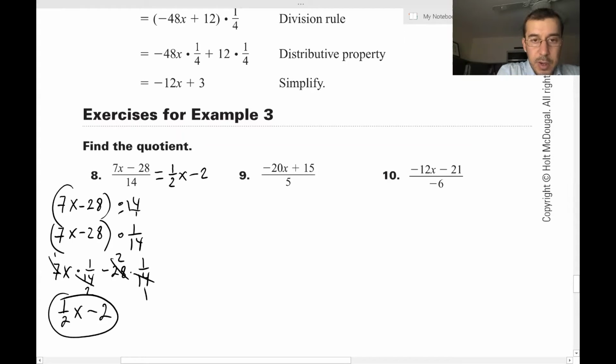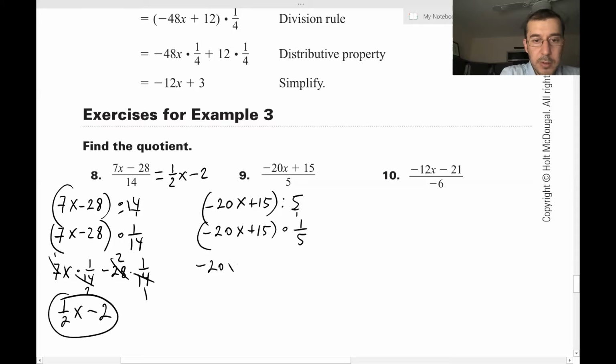Okay, next, number 9. So you have minus 20x plus 15 divided by 5. That's the same thing as minus 20x plus 15 times, this is 5 over 1, this is 1 over 5. And now the distributive property, minus 20x times 1 over 5 plus 15 times 1 over 5. 20 and 5 cancel out by 5, 1 and 4 here. So minus 4 times 1 is 4, 4x. So minus 4x plus 15 and 5 cancel out by 5, 1 and 3 here. 3 times 1 is 3. So minus 4x plus 3.